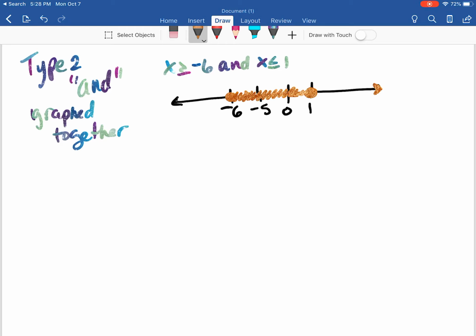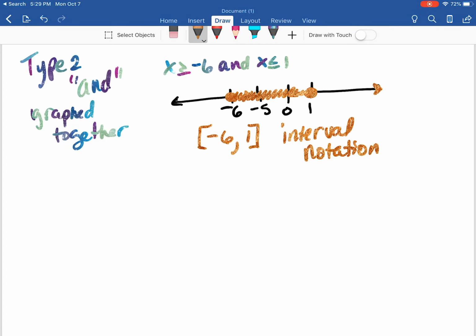So my interval notation is going to look like this. Negative 6, and it's closed because it's including negative 6, comma, positive 1. Okay? This is my interval notation.